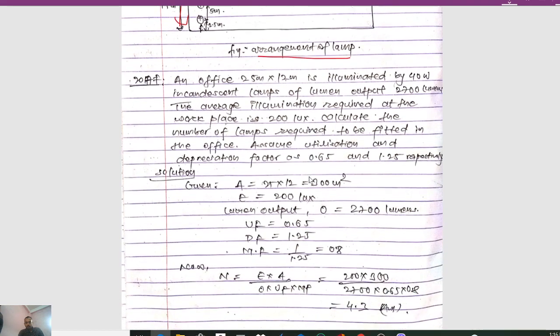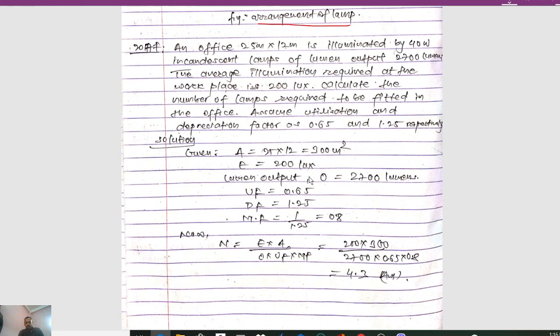And again we have an important numerical, and this is also asked in final exam questions. An office 25 meters by 12 meters is illuminated by 40 watt incandescent lamps of lumen output 2700 lumens, and the average illumination required at the workplace is 200 lux. Calculate the number of lamps required to be fitted in the office. Assume utilization factor as 0.65 and depreciation factor as 1.25 respectively.